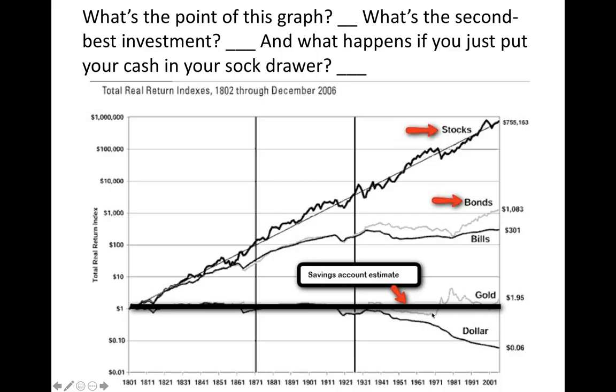Okay. And if you had just put your cash in the sock drawer, what would happen? That $1 would have declined in value. It would have depreciated down to 6 cents. Why? Because of inflation. Inflation eats away at the value of our money. So again, don't put your cash in a sock drawer. You've got to invest it in stocks and bonds.